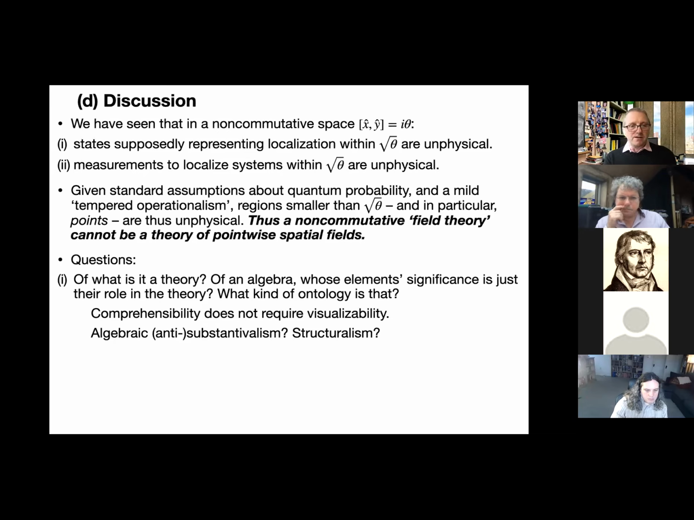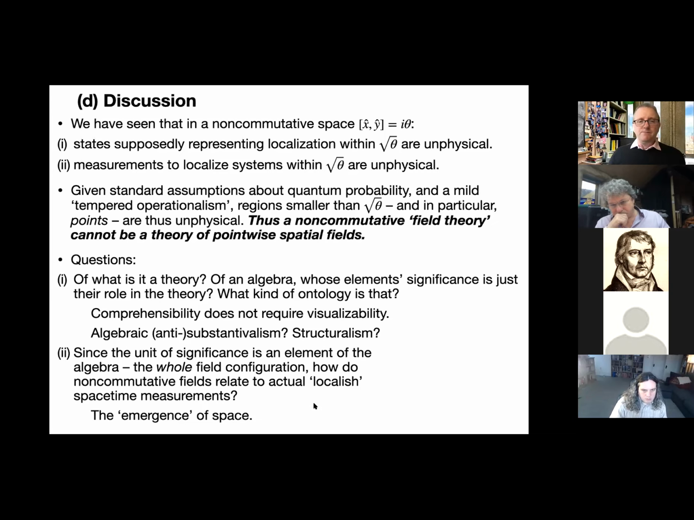So you might try a kind of algebraic substantivalism about the elements of the algebra. You might try anti-substantivalism about them, which we sketch. And in the discussion of Einstein algebras, there's some discussion of interpretation there, which is relevant here. In particular, Jonathan Bain suggests a kind of structuralism about elements of Einstein algebras that might work here. Okay, those aren't the questions I wanted to talk about.